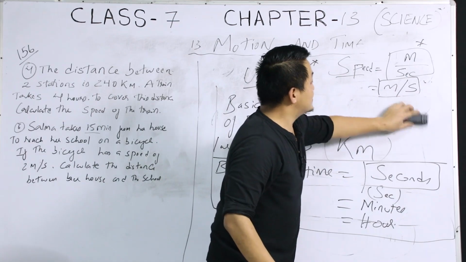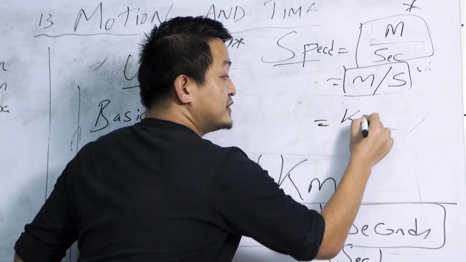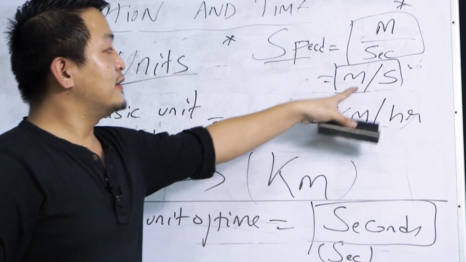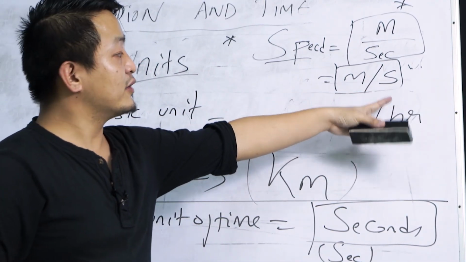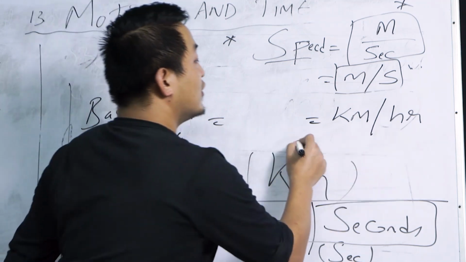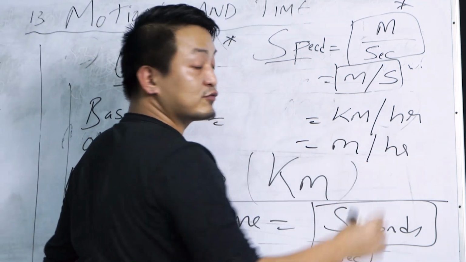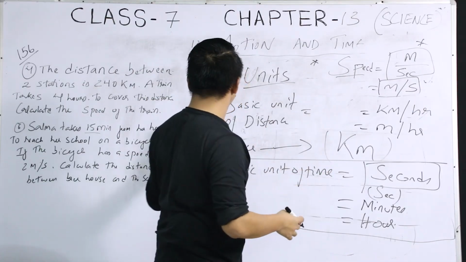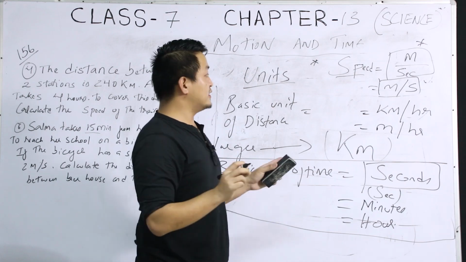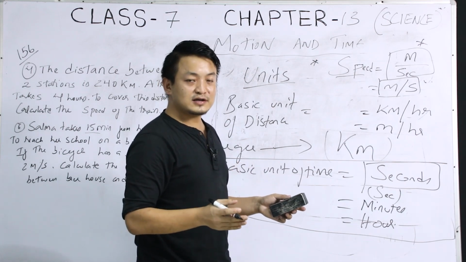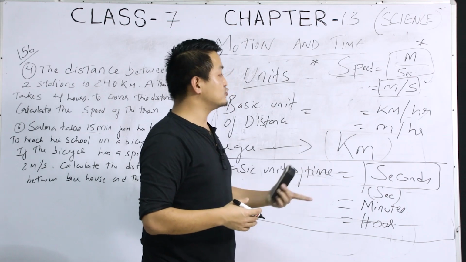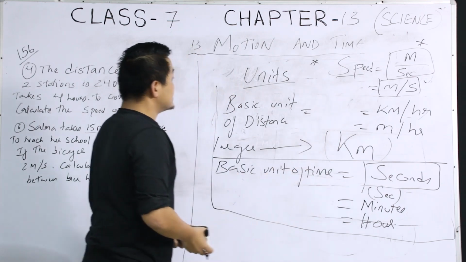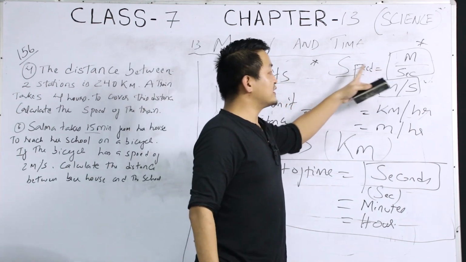Now, on the larger scale, we can also write kilometer per hour. The larger one for time will be hour, or meter per hour as well. Clear? We are discussing the units because in a numerical, if you don't write the units, you will not get full marks. Because if it is speed, we have to show the unit. If it's distance, we have to show the units. Clear?